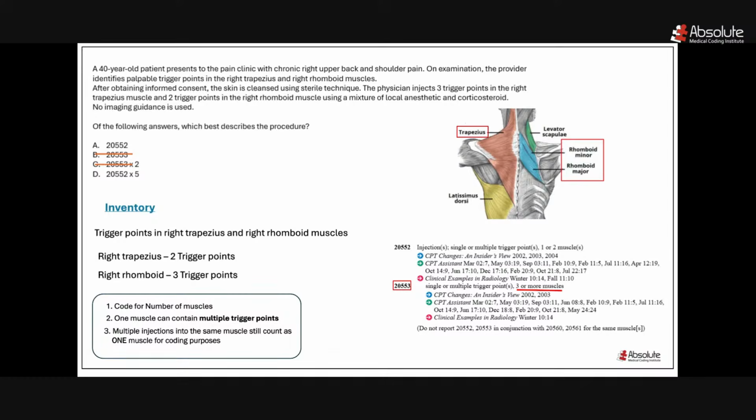And option D is coding for 20552 times 5. Now do we have to code that times 5 here? No, right? We are coding for the number of the muscle injected, not for the number of injections, not for the number of trigger point injections. And that makes option D incorrect. And the correct answer is going to be 20552, which is option A.